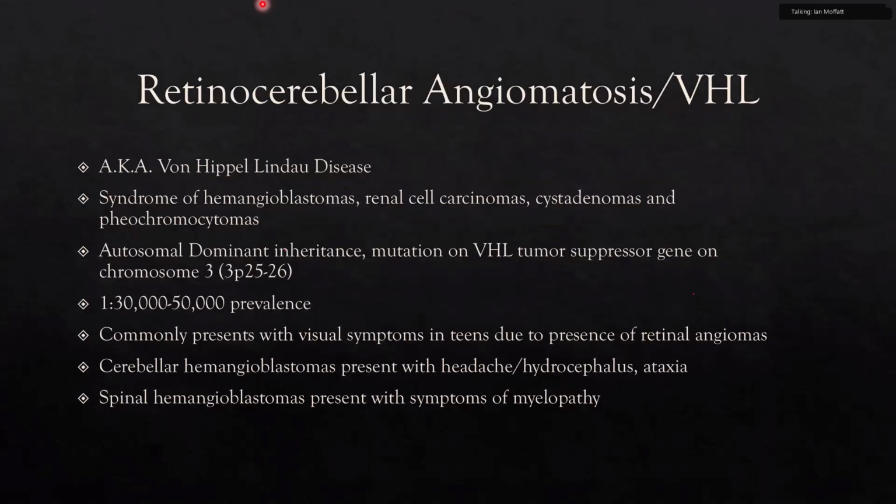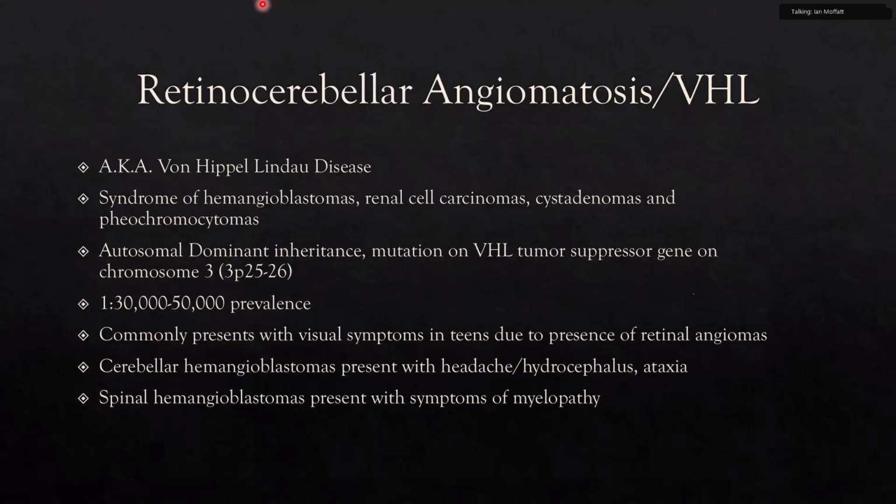Von Hippel-Lindau, or retinocerebellar angiomatosis. It's a syndrome of hemangioblastomas, renal cell carcinomas, cystadenomas, and pheochromocytomas. Autosomal dominant inheritance with mutation on the VHL tumor suppressor gene on chromosome 3. Incidence is similar to that of Sturge-Weber at 30,000 to 50,000.